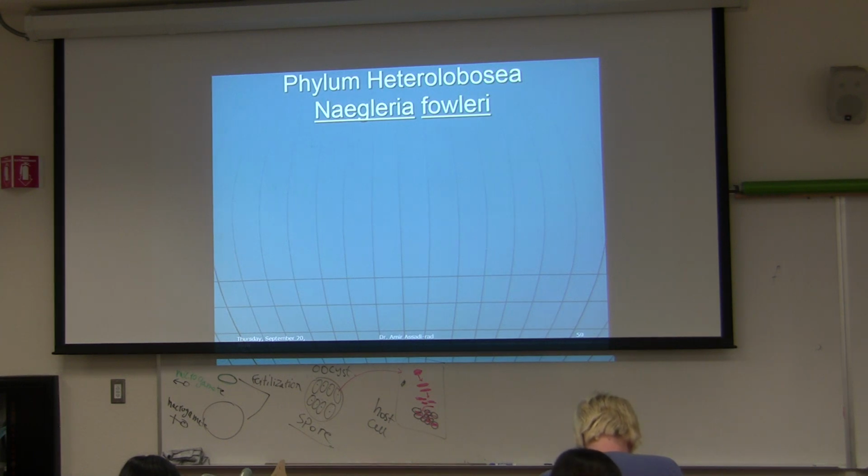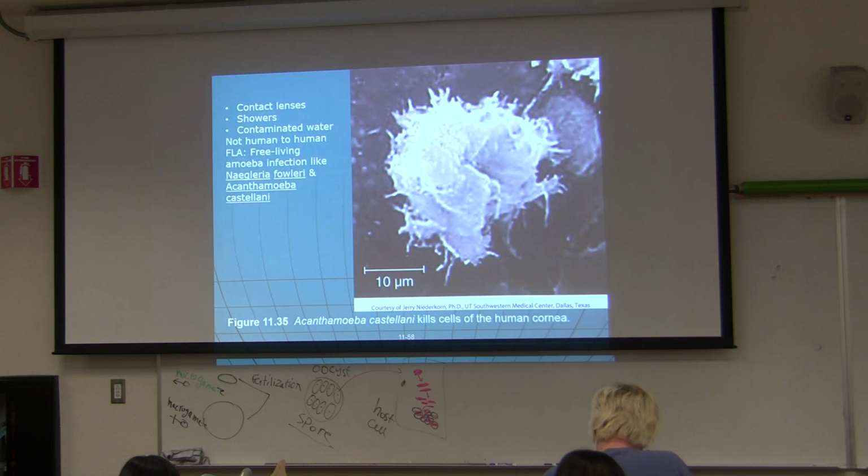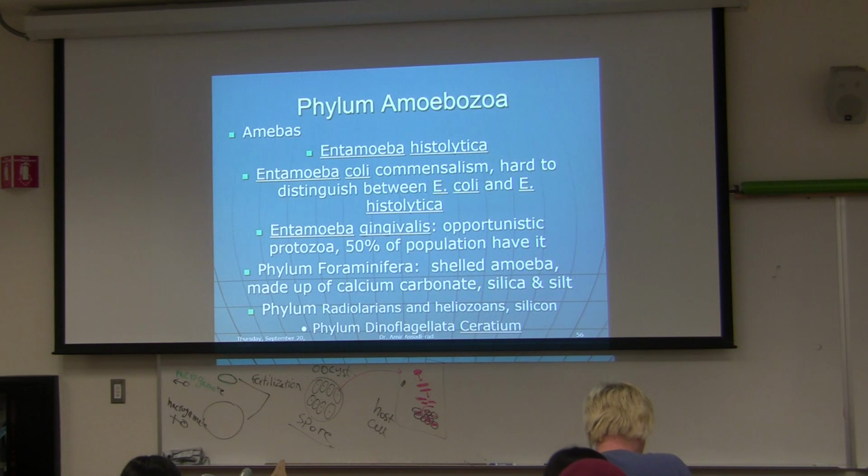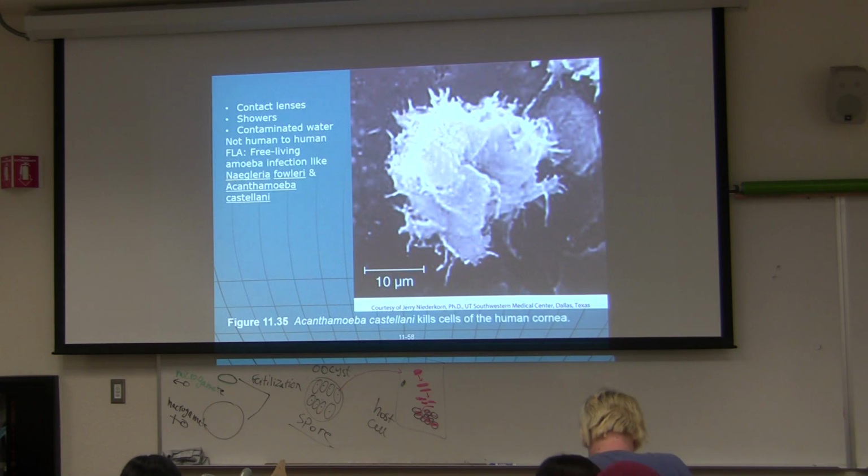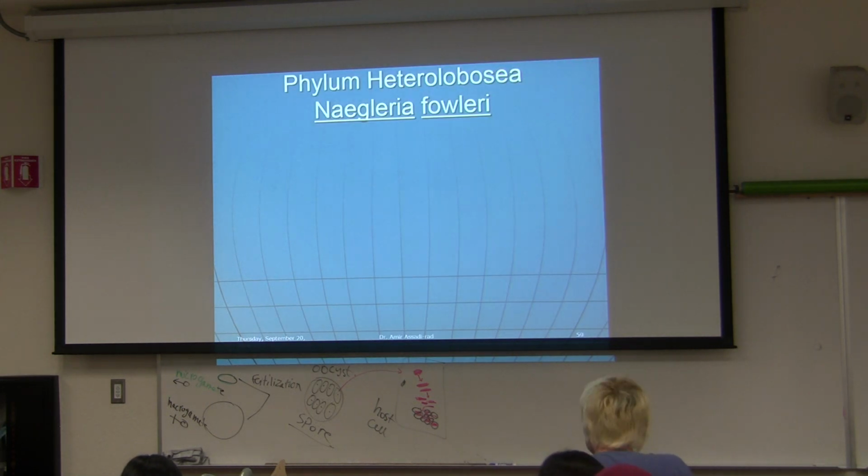Here we go. The next phylum is phylum Heterolobosea. Acanthamoeba belongs to what phylum? Amoebozoa, right? Acanthamoeba is phylum Amoebozoa. The next phylum is phylum Heterolobosea, which is Naegleria fowleri.